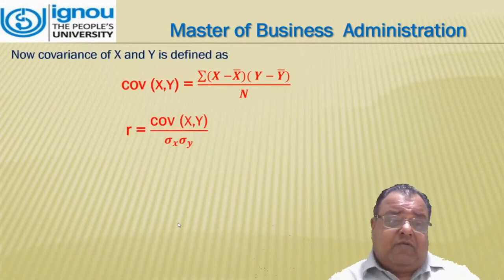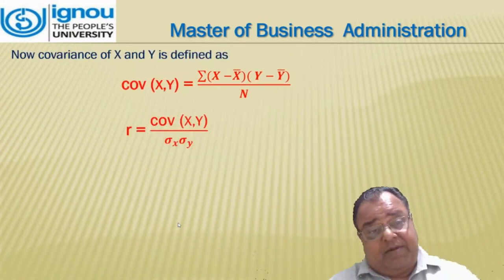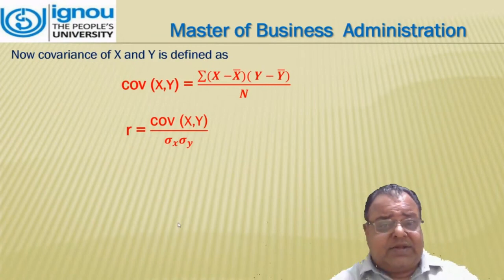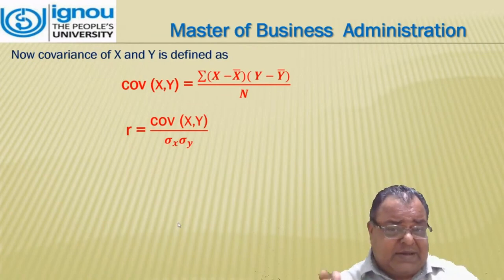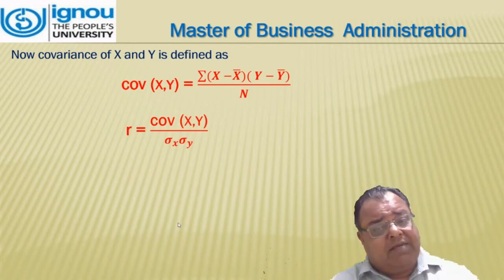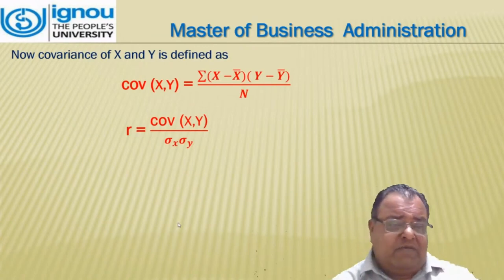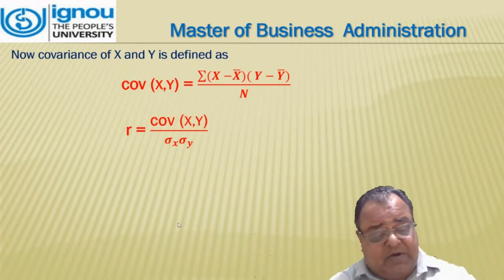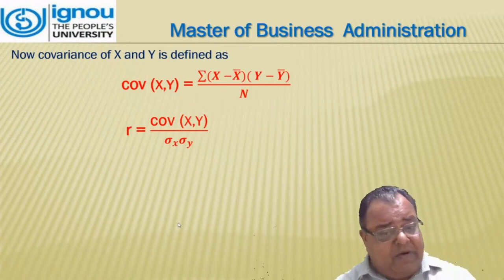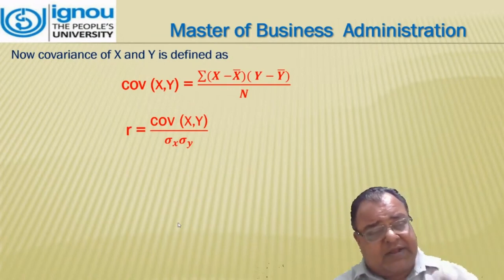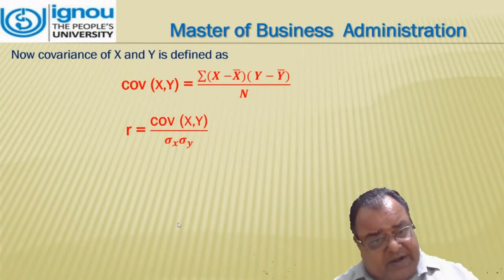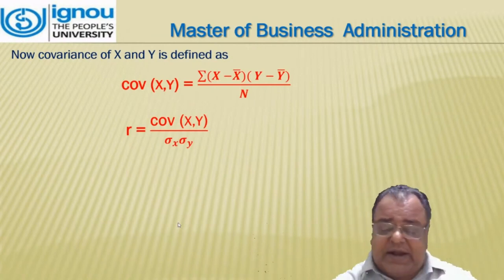If we have covariance given in the problem, then we can use this formula. Covariance is equal to the summation of the product of x minus x bar into y minus y bar, divided by n. In terms of covariance, your formula for Karl Pearson will be R equal to covariance xy upon sigma x sigma y. Sigma x is the standard deviation of x, and sigma y is the standard deviation of y.